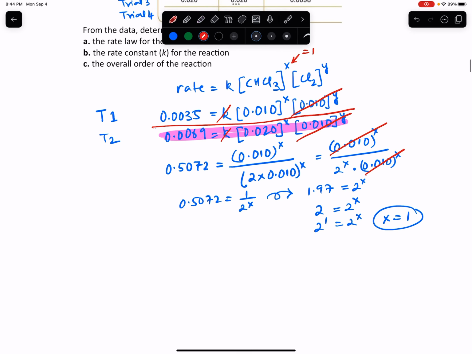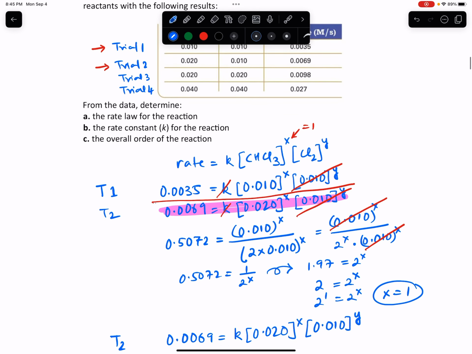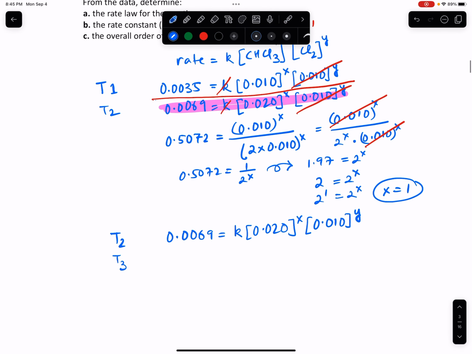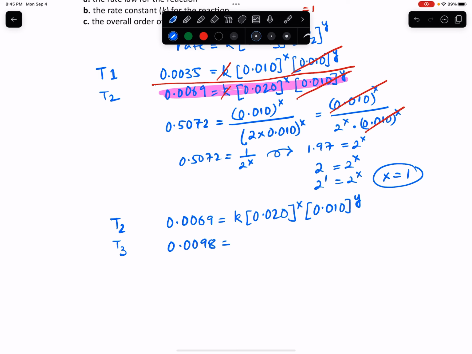We're just going to rewrite trial 2. I'm going to write trial 2, which is 0.0069 is equal to k times 0.020 raised to x times 0.010 raised to y. That's trial 2. Trial 3, let's go back up here, is going to be 0.0098, and then that's 0.020 and 0.020. So let's write that down. 0.0098 is the rate constant k, and then CHCl3 is 0.020, and 0.020 raised to y. You might want to pause the video here to make sure you're following along.